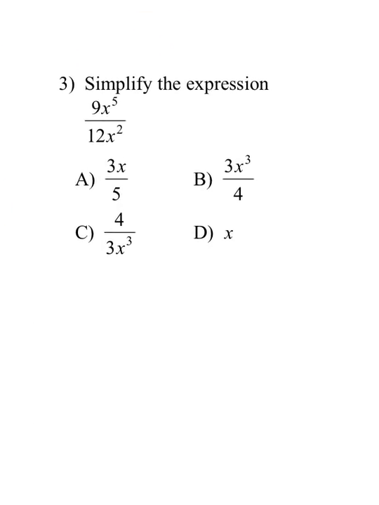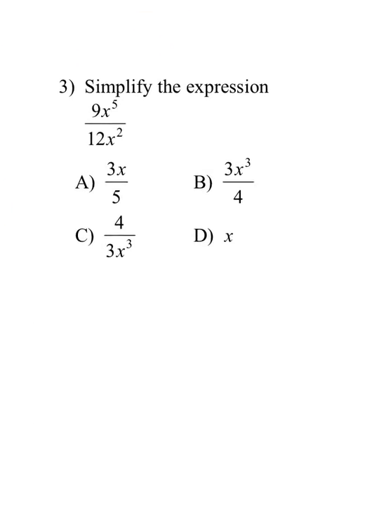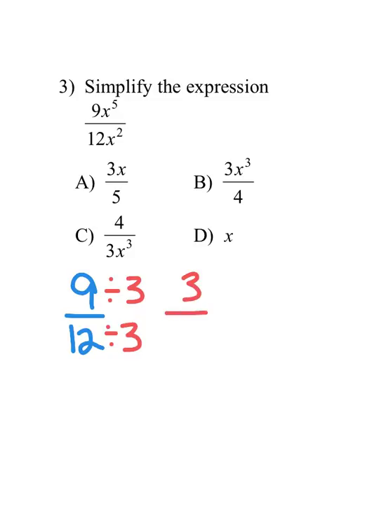Looking at this one, it says simplify the expression. So I'm going to focus in on those numbers first. If I have 9 over 12, I know 3 goes into both of those, so I'm going to divide the top and the bottom both by 3. 9 divided by 3 is 3. 12 divided by 3 is 4. So I know my answer is going to be 3/4. And based on that alone, it looks like the answer is going to be B.